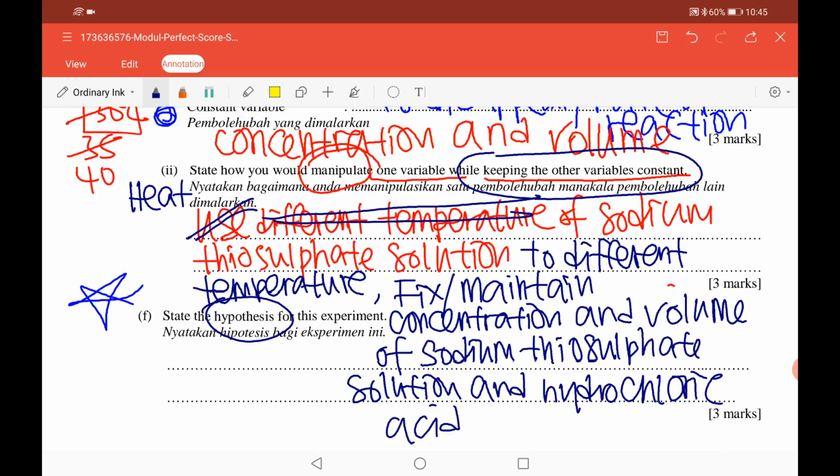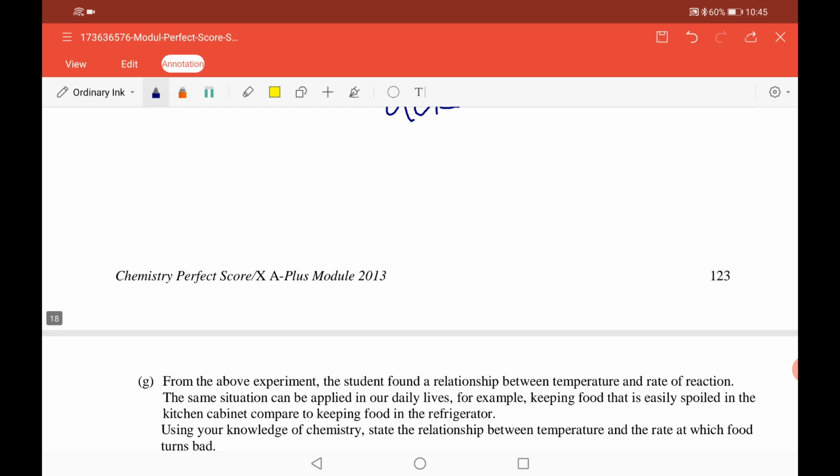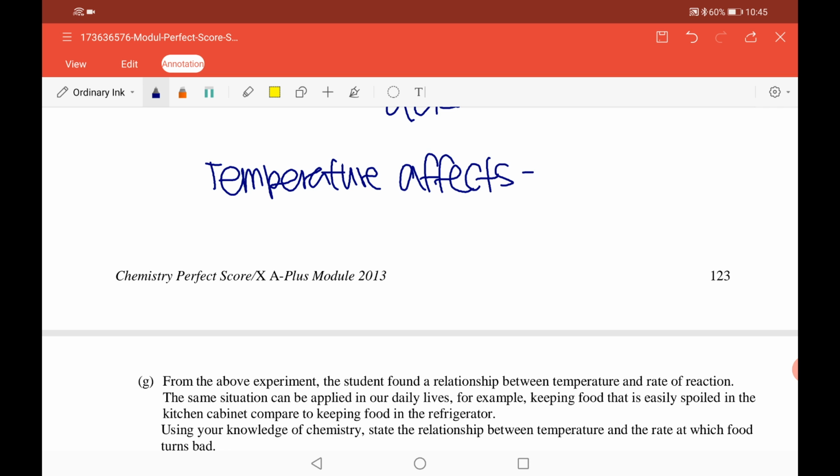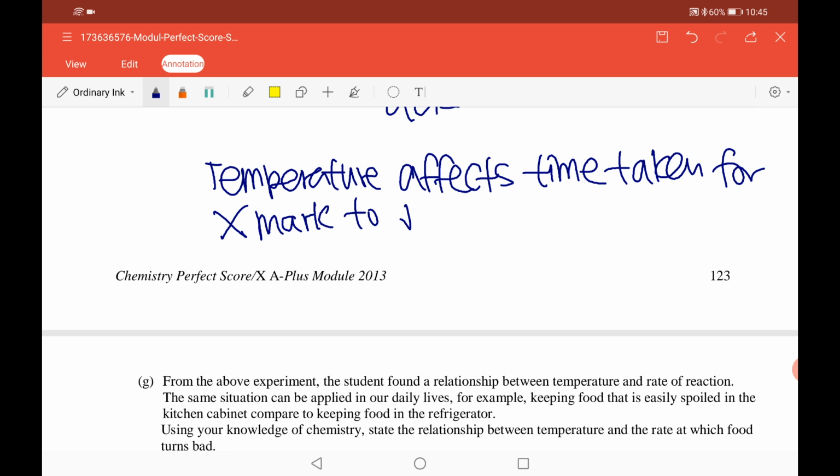Okay, so the not so good answer is this. If you write, okay, temperature will affect the time taken for the cross mark to disappear. Okay, if you write this answer, you will get some mark, but not full mark, because the relationship is not clear enough. So how to make it more clear?